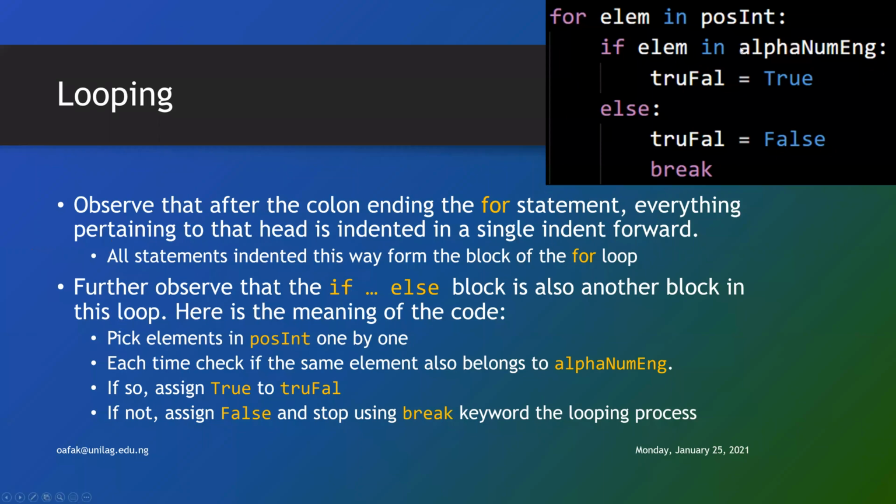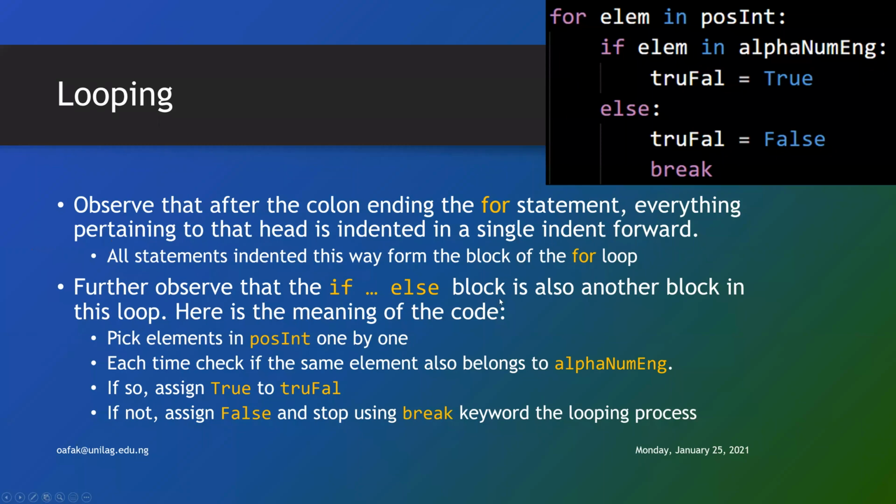Observe that after the colon ending the first statement, everything pertaining to the head is indented. You see a colon here, everything under this for loop is indented. You see a colon there, everything under the if is further indented. You see else colon here. That shows that this else is not under this if. Else is at the same level as the if, so it has its own colon and all the things belonging to it. So when this is returning false, it is the statement of the else, the one following it, that will be executed. It can be one statement, it can be several statements, it can be a simple statement, it can be a compound statement. We'll get to talk about that later on.